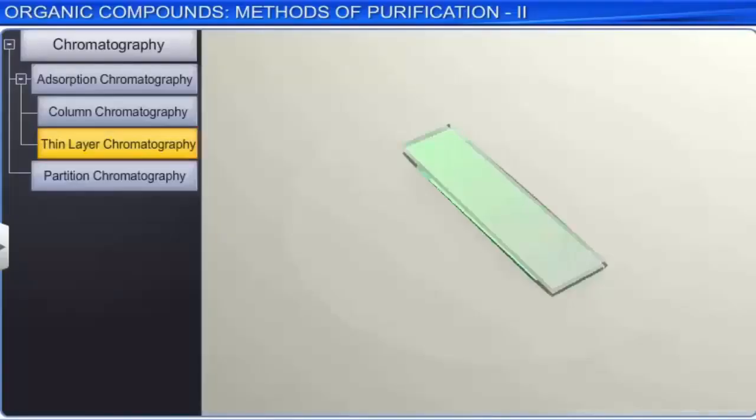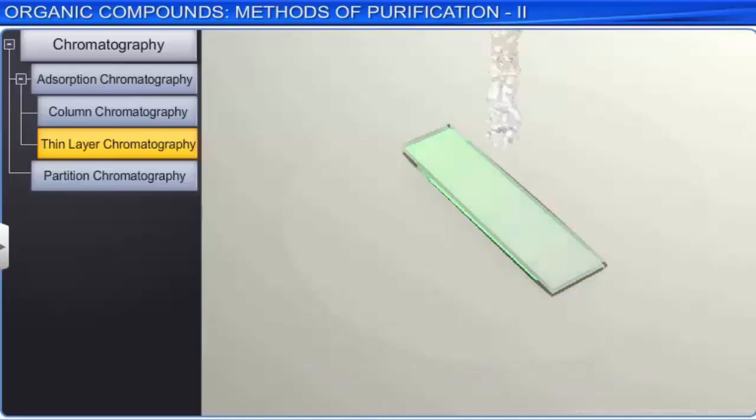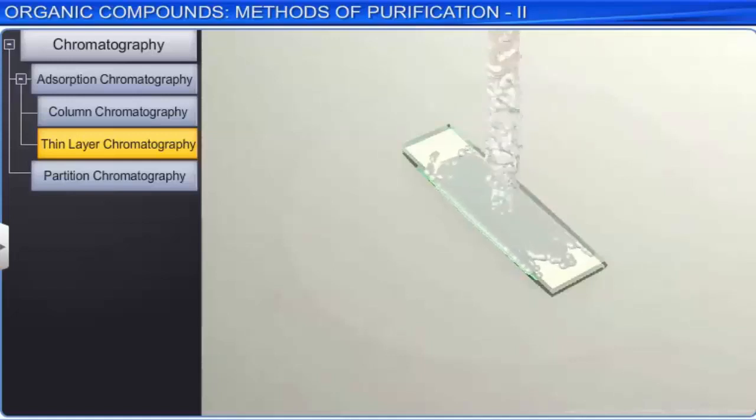Now let's look at thin layer chromatography. Thin layer chromatography involves the separation of substances in a mixture using a glass plate which is coated with an adsorbent. In this method, a thin layer of adsorbent, preferably alumina or silica gel, which acts as the stationary phase, is coated on the glass plate. The plate is known as the thin layer chromatography plate or chroma plate.